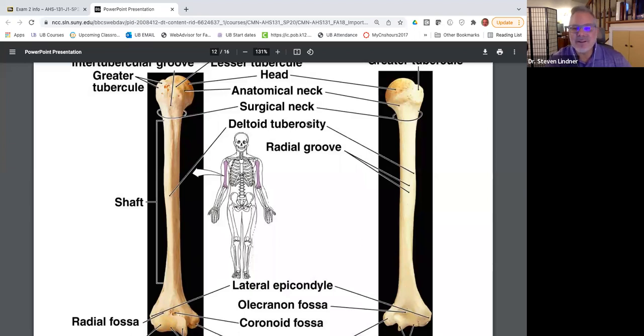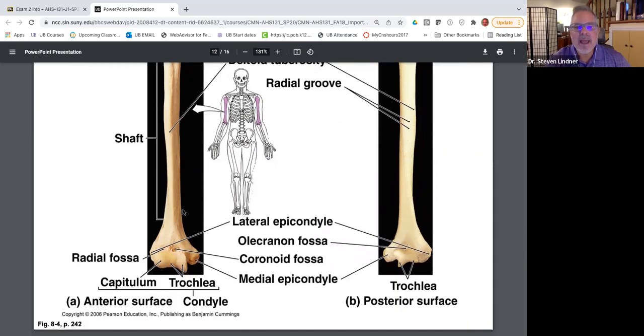Okay, so the deltoid tuberosity is an important landmark where the deltoid muscle inserts. From here to here, this is just the shaft of the humerus, or the diaphysis, if you would, of the humerus. Now let's look at what's happening at the distal end.